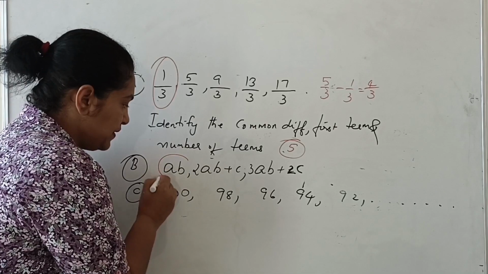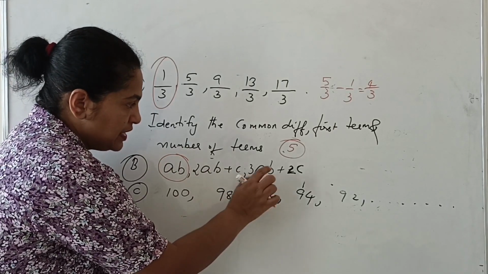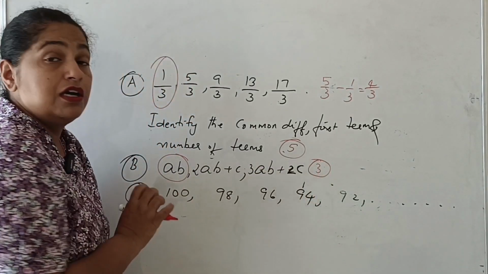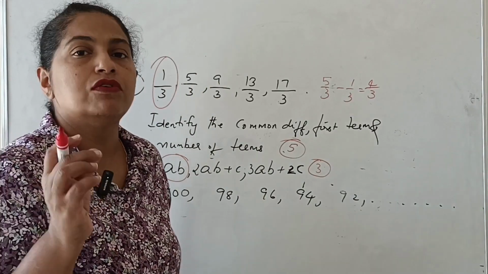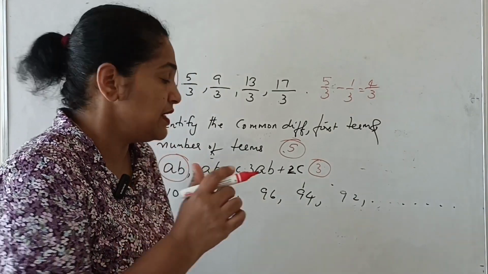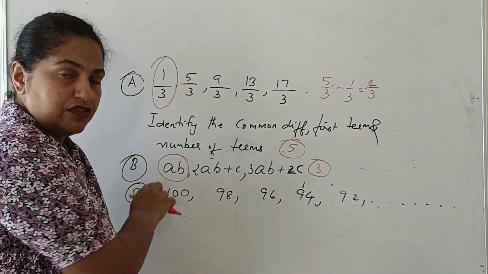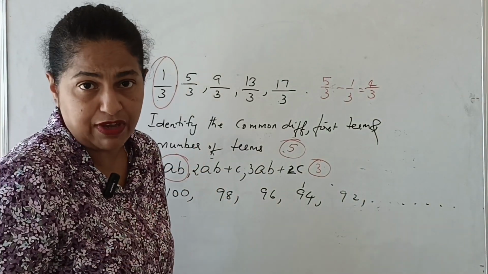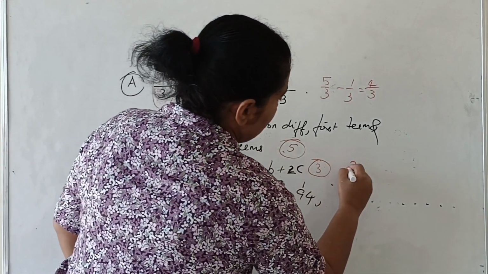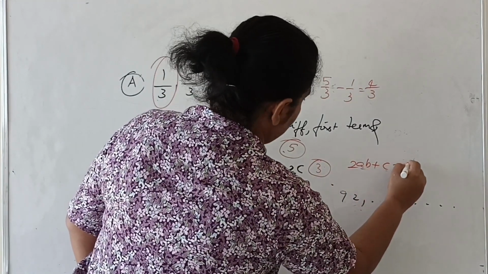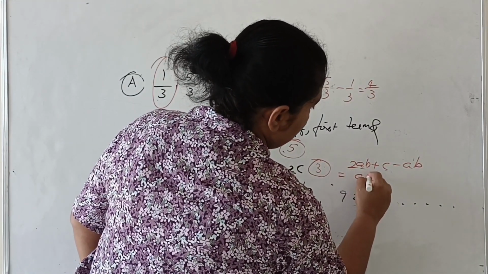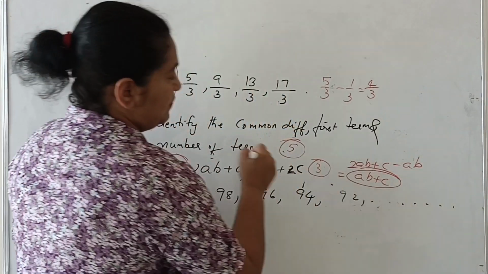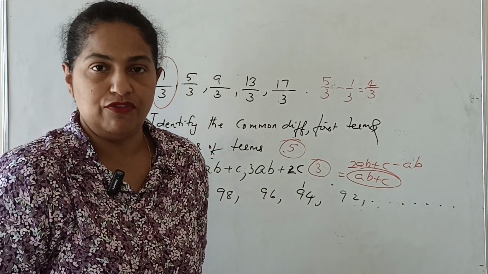Okay, second one. What is the first term? AB. How many terms are there? There are 3 terms. Now I need to find the common difference. So for the common difference, I need to subtract second term minus the first term. You can also do third term minus the second term. It will give you the same value. So 2AB plus C minus AB. This is AB plus C. AB plus C is the common difference.